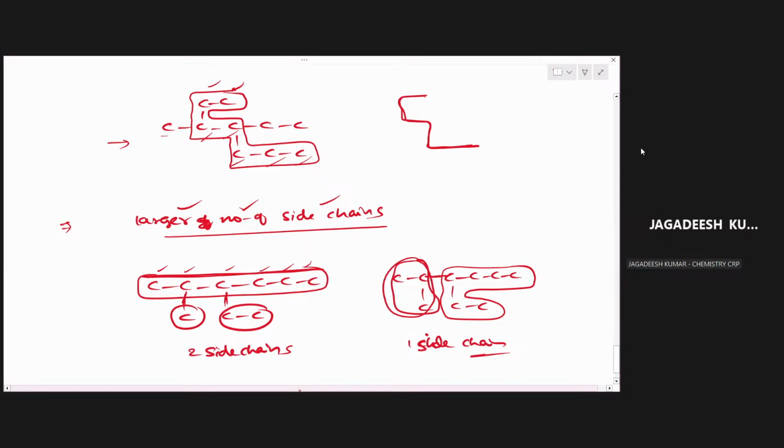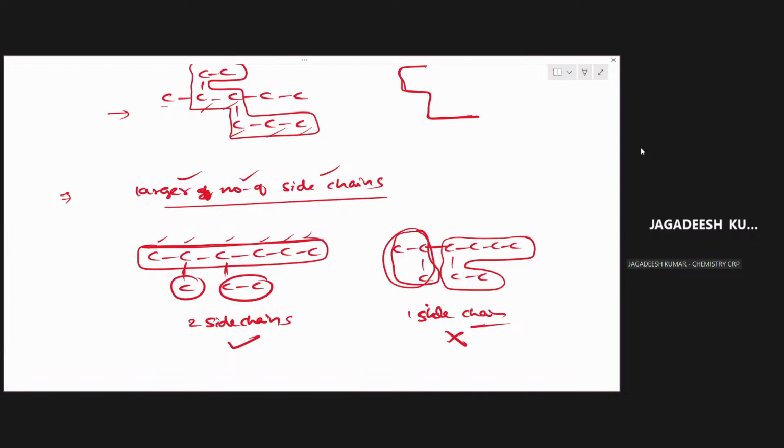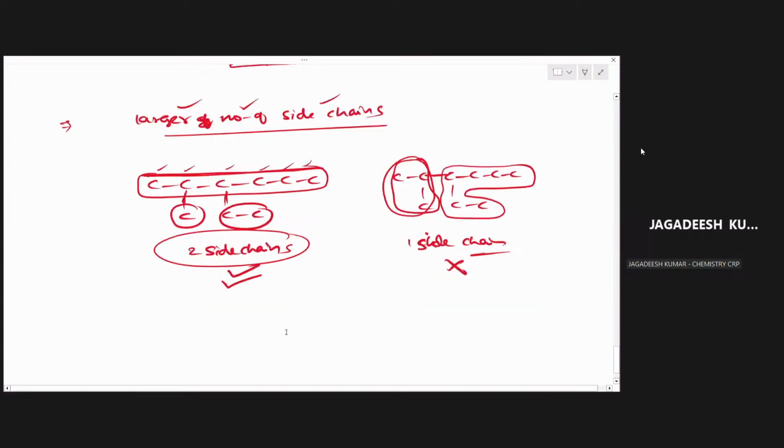So which one is correct? Two side chains, but not this one. Because if both have equal length, parent chains having an equal number of carbon atoms, then the structure for which more side chains are possible, that structure only we have to take. That is the correct one. So I think you got clarity here.